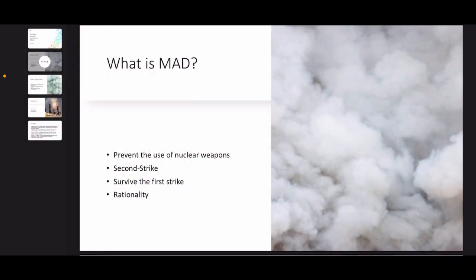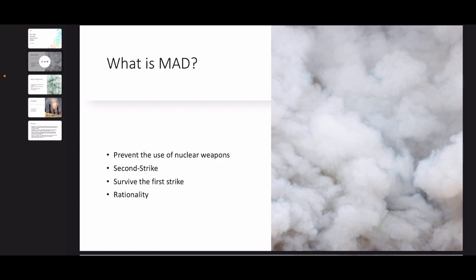So, what is MAD? Well, the first bullet point I have here is to prevent, which is the primary goal of MAD, is to prevent the use of nuclear weapons in general. Using nuclear warfare is very catastrophic towards society and the world in general. So this requires both sides of the warfare, for example, the United States and the Soviet Union, to be able to cooperate and not use nuclear weapons in the first place.